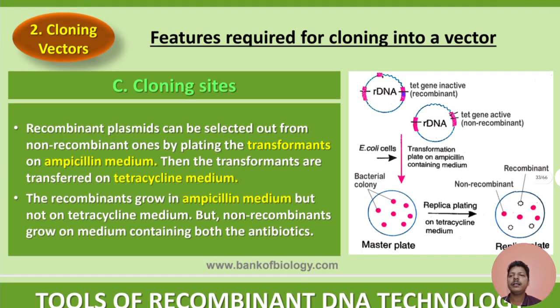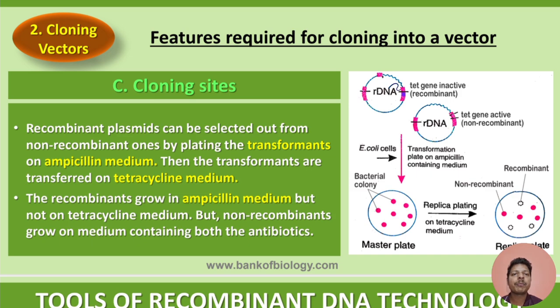Here the recombinant plasmid can be selected out from the non-recombinant one by plating the transformants on ampicillin medium. Then the transformants are transferred onto tetracycline medium. The recombinants grow in ampicillin medium but not on tetracycline medium, but non-recombinants grow on medium containing both the antibiotics.